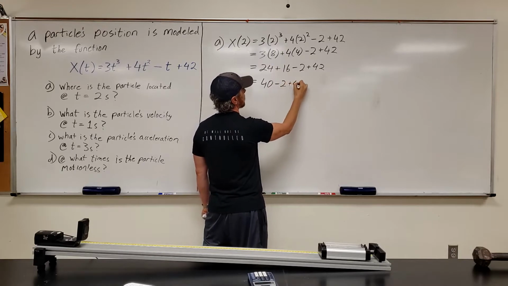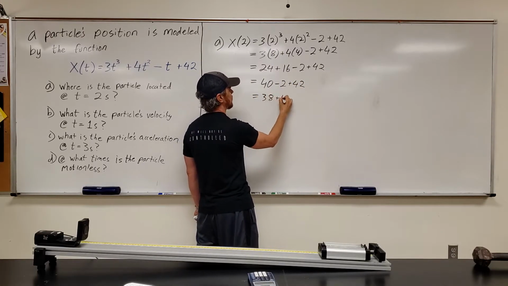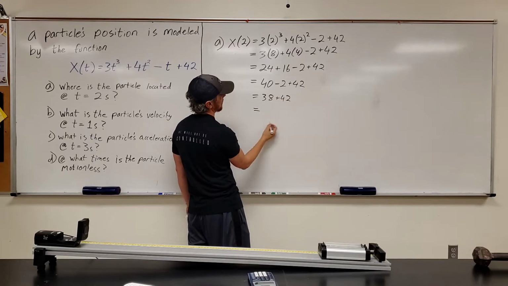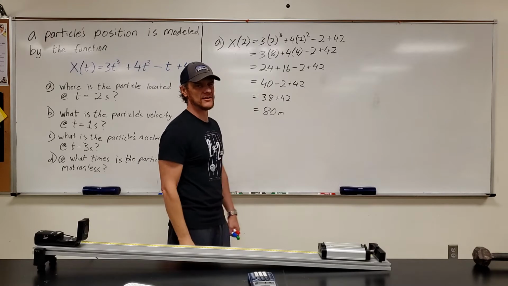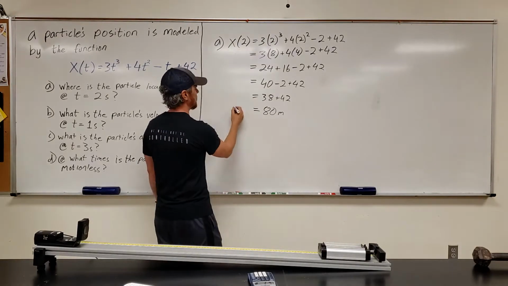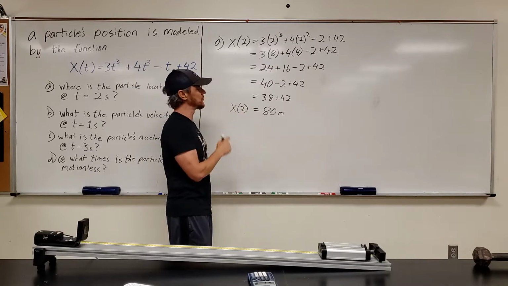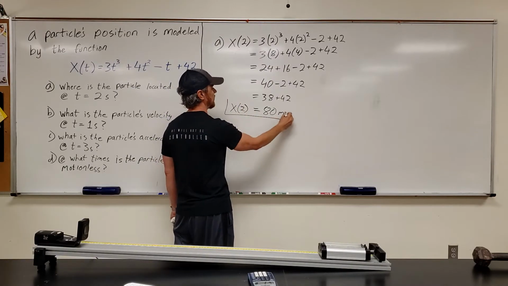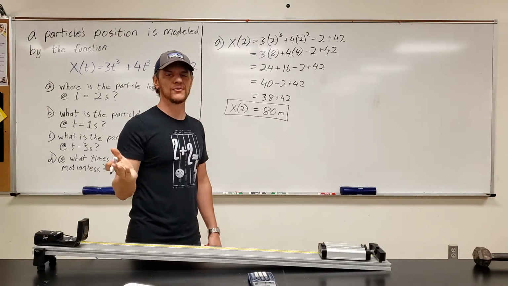Minus 2 plus 42. 40 minus 2 is 38 plus 42. And that should be 80. And if we're using our standard SI units, this would be in meters. So my position evaluated by the function, using the function at 2 seconds, tells me that the particle will be at the 80 meter mark in our coordinate system.